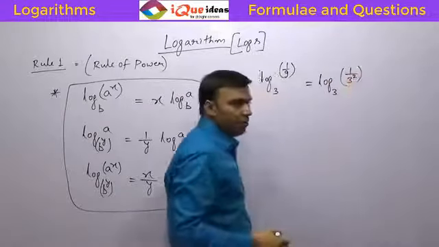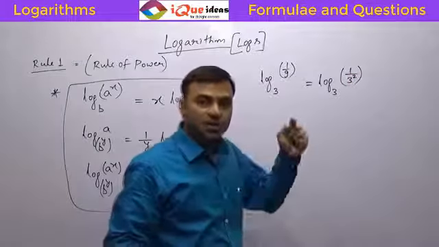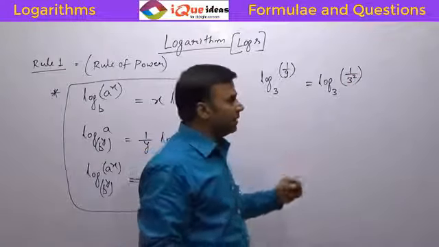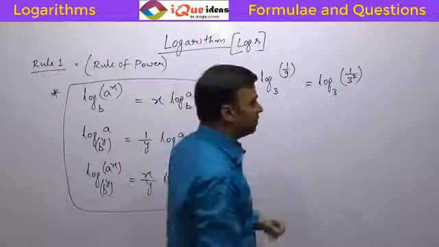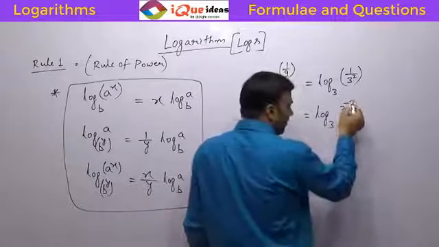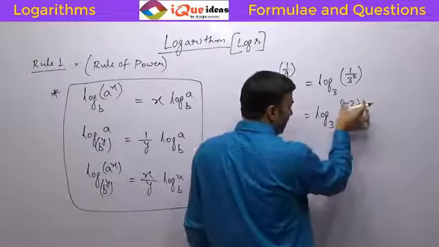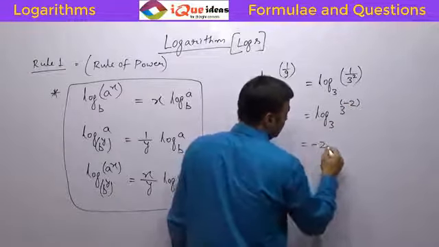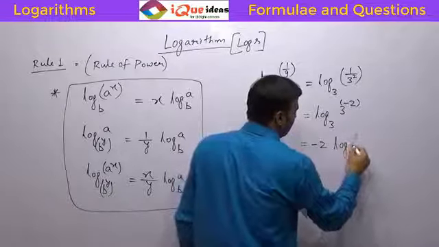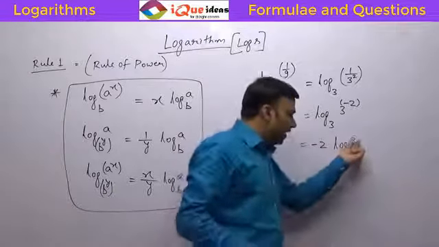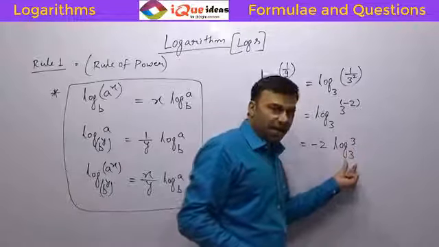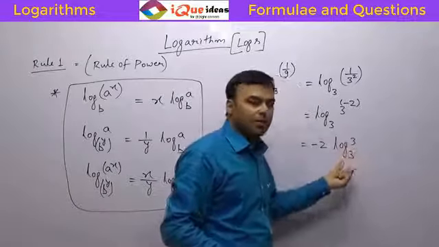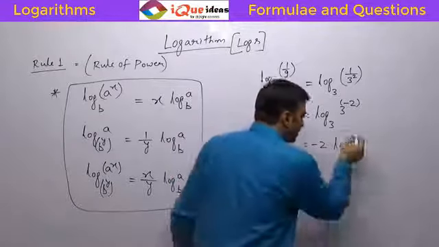Now something in the denominator, when it goes to the numerator, the power becomes negative. So we can say it is log of 3 to the power minus 2 to the base 3. Now whatever is the power here, minus 2, will come outside. So it is minus 2 log of 3 to the base 3. Now 3 is what power of 3? Any number for itself is power 1. So log 3 to the base 3 is 1.